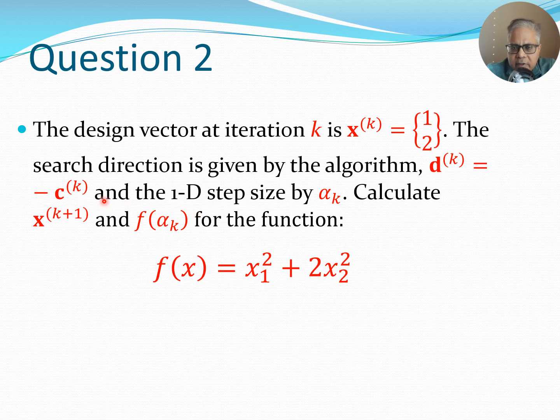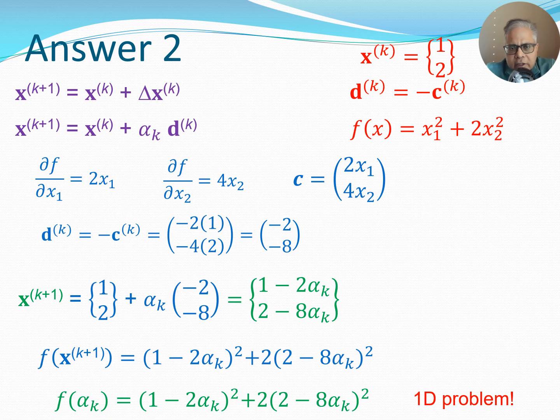Now there are many different methods out there, so this is simply one method, and the one dimensional step size is given by alpha k, and the question is to calculate xk plus 1 and f alpha k for the function f(x) is x1 square plus 2x2 square. So this is a function of two variables, therefore you have the design variable or design vector given as 1, 2, two variables which are given at the point xk. So let us now take this particular problem and see how we can move forward with k.